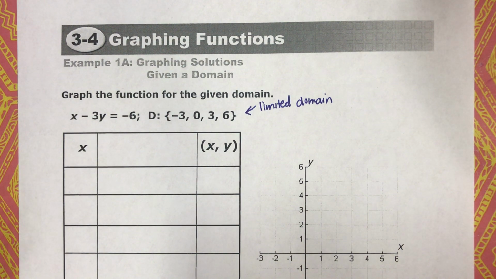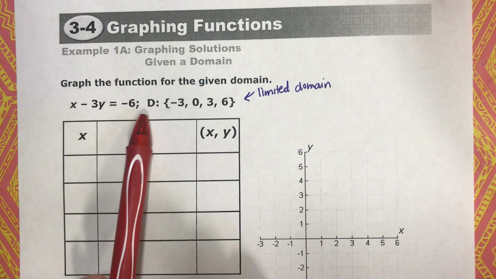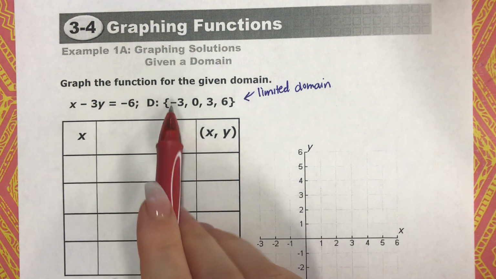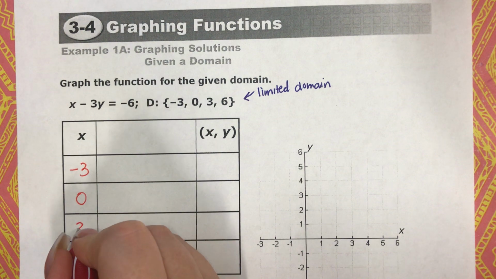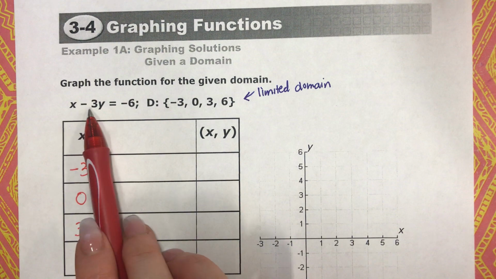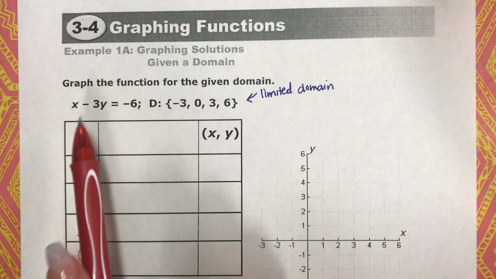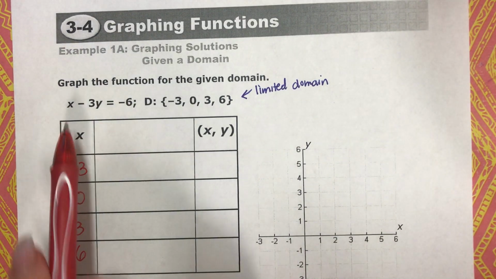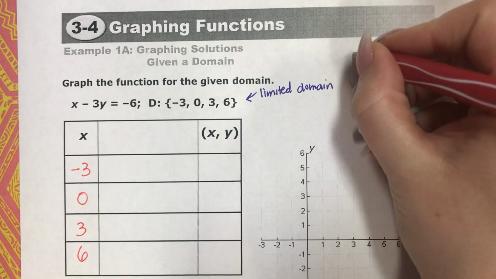So the first thing we're going to do is graph by using this table here. So we have this function, which is great, and we're going to plug in these domain values here. So we're just going to write these domain values in here, -3, 0, 3, and 6. But before we put these into this equation or function, they're the same thing, we need to make sure that we solve this for y. We need to get y by itself. So I'm going to write this equation over here.